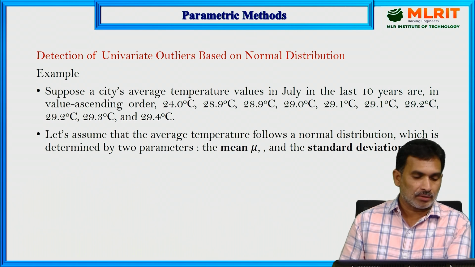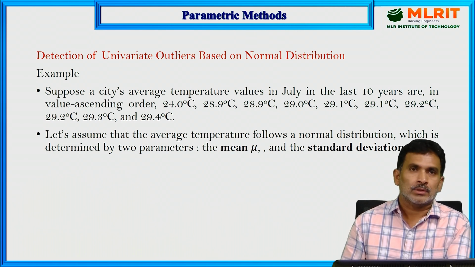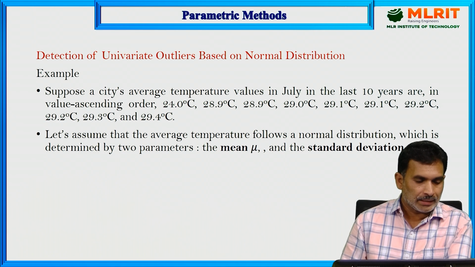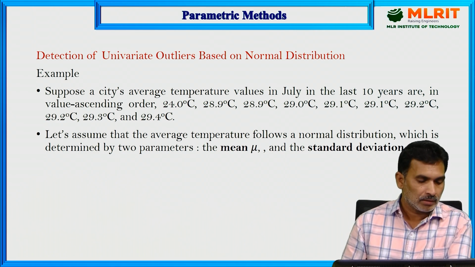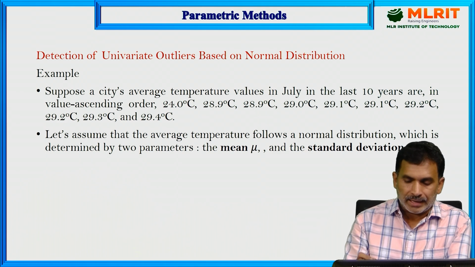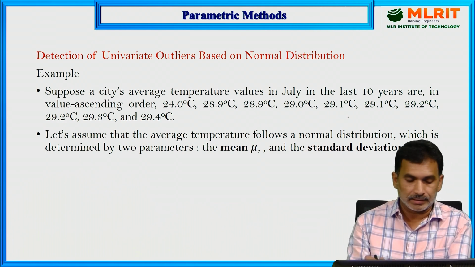First, detection of univariate outliers based on normal distributions. Univariate means we are dealing with a single variable. Suppose a city's average temperature values in July in the last 10 years are, in ascending order, 24, 28, and so on.